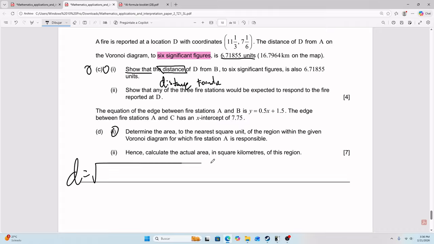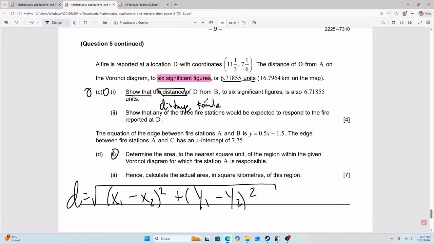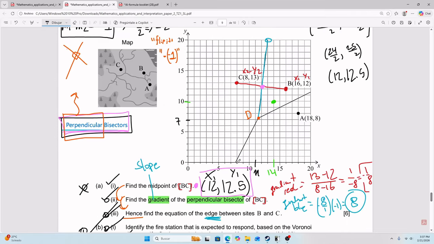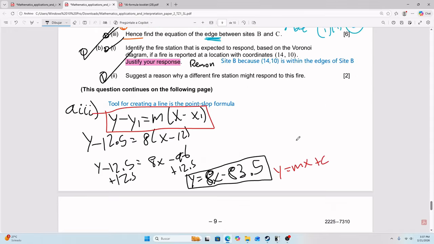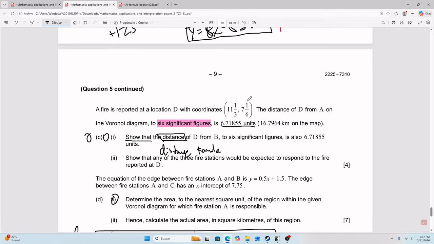So distance equals square root of x1 minus x2 squared plus y1 minus y2 also squared. So as long as you plug in properly and correctly, you should be able to prove this appropriately. Because we're talking about the distance from D to B, well, let's first write down B and then D. We know that B is 16,12. So B is 16,12. And you know that D is this thing here. The 11 1/3, the 7 1/6.